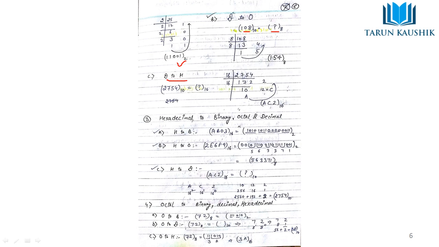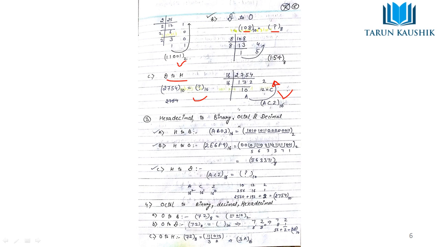Now D to H means decimal to hexadecimal. So this 2754 in decimal, how much is it equal to in the hexadecimal form? So divide this number by 16, and write down the remainders in the reverse direction, so you will get your answer.